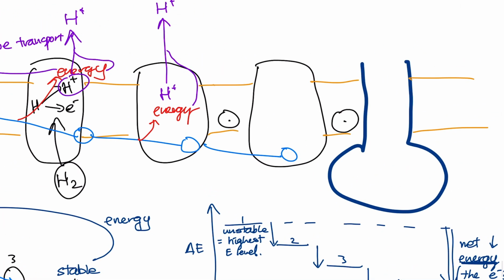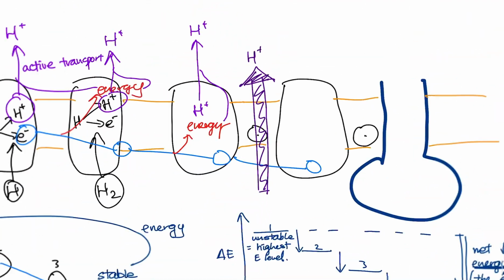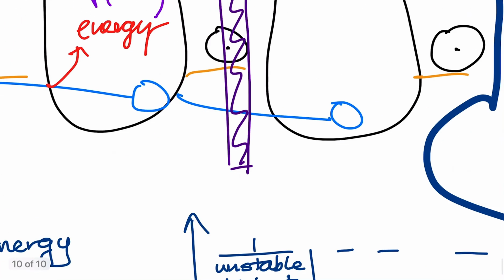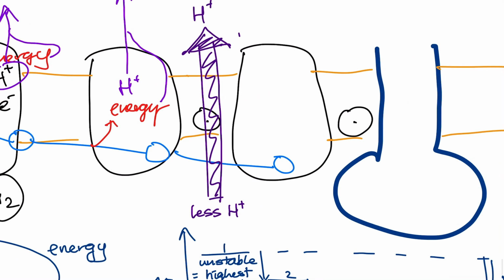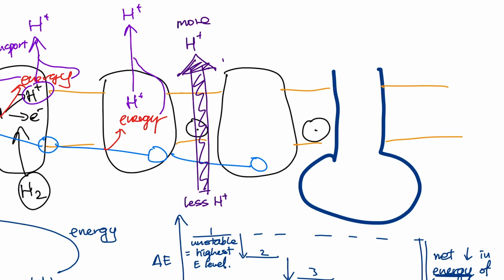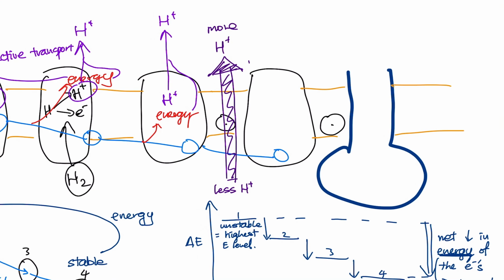So I'm going to draw a proton gradient right here. What I mean by a proton gradient is that there's a lot of hydrogen ions here and not a lot of hydrogen ions here. We have formed a proton gradient, or a hydrogen ion gradient. So there's something to note: apart from a proton gradient being formed, an electrochemical gradient is also formed.